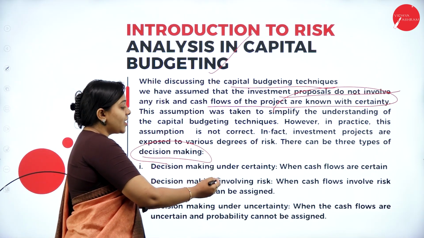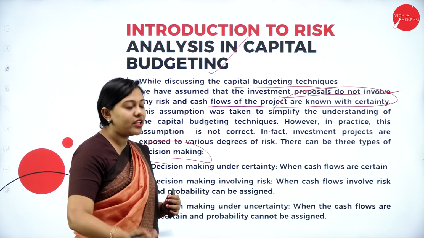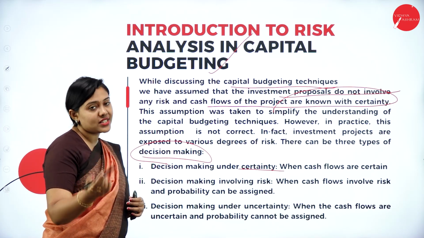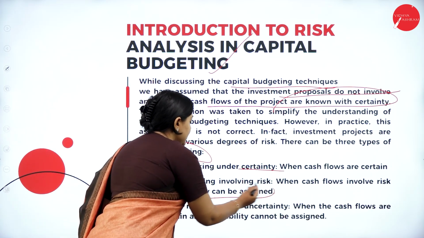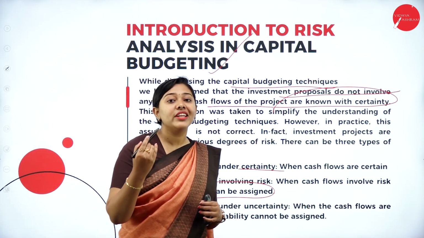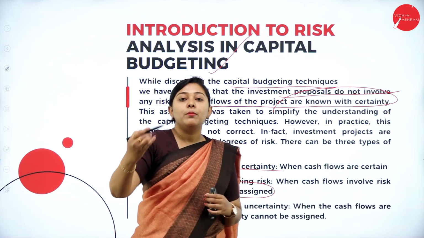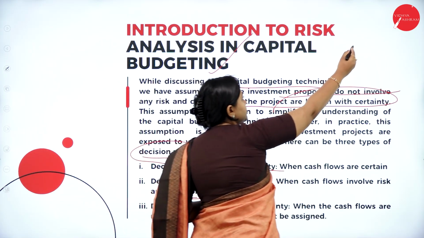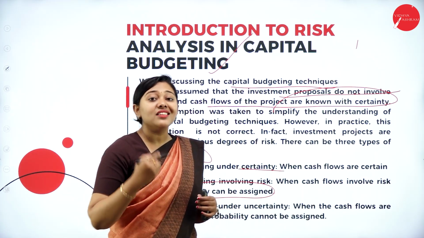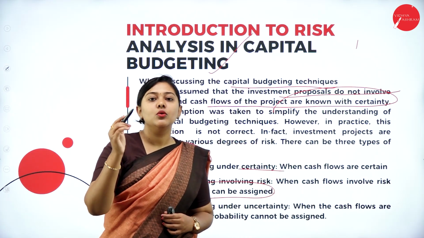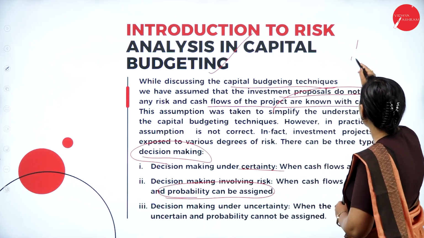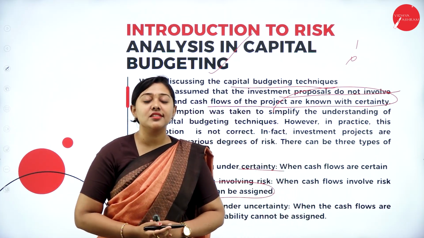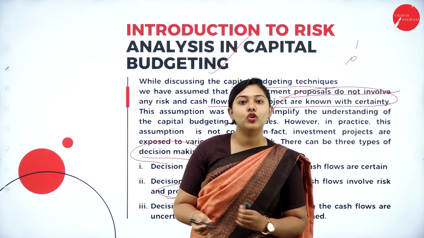First, decision making under certainty. When the cash flows are certain, the firm will take decisions with certainty. When the cash flows involve risk, probability will be assigned. What is probability? The chance of an occurrence. If you are certain of the cash flow, the probability will be 1. If you are uncertain of the cash flows, the probability will be 0. If you get 0 probability, it means you don't know the certainty of the cash flow, so what return you will be getting.